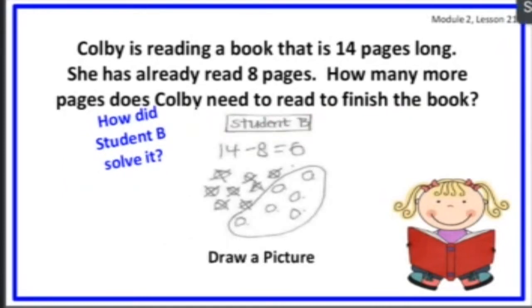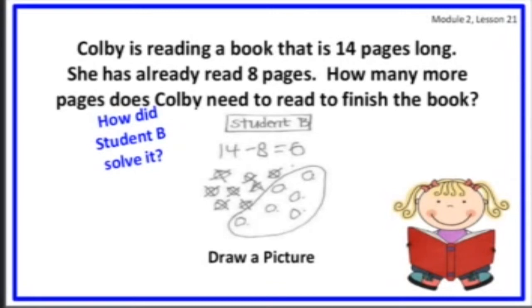Alright, now moving on. This is a student solving the same question, but this time around he is using a different strategy, which is the mat drawing. Now, 14 minus 8 equals 6. What did he do? He counted 14 and crossed out 8, and he had 6 left. So Kobe needs to read 6 more pages to finish the book.